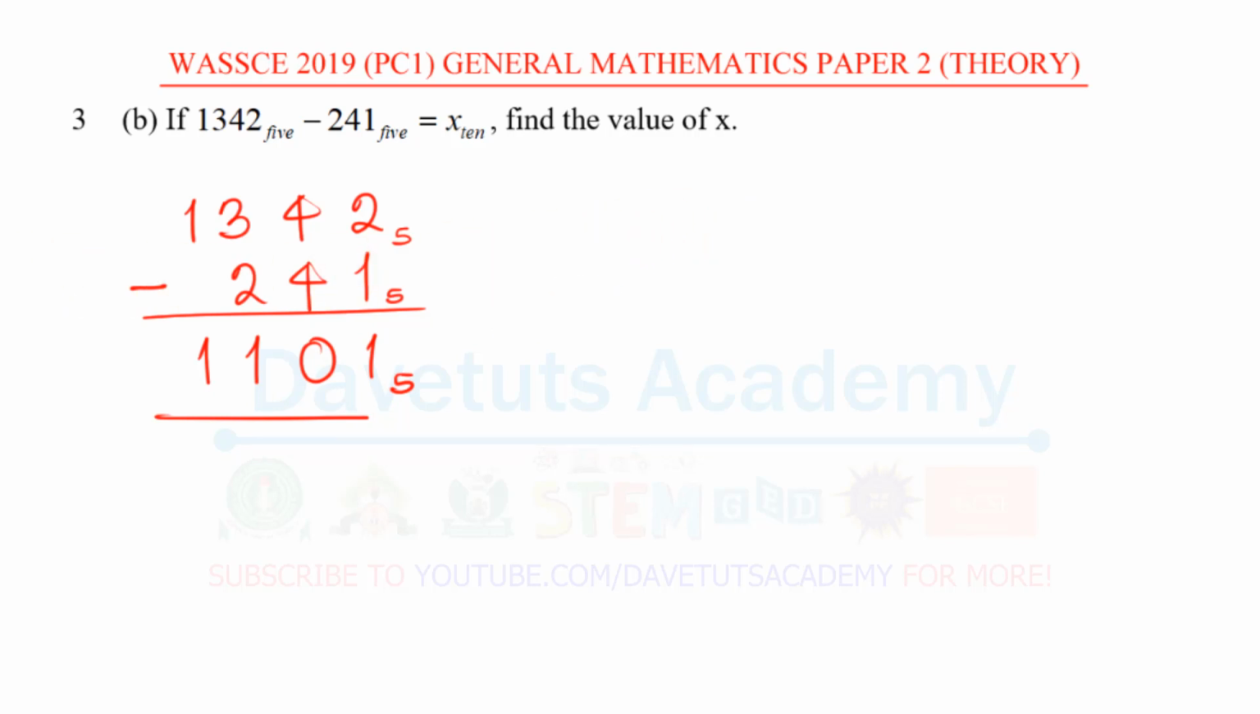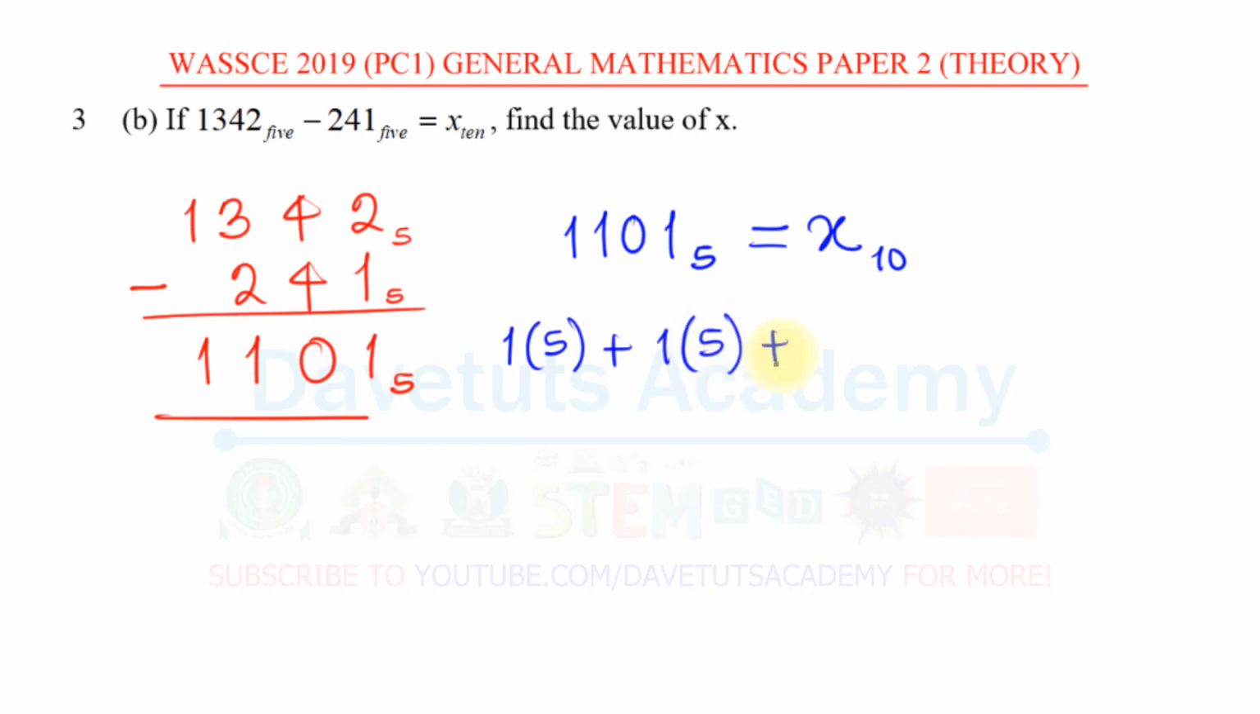So what we're now told is that 1101, which we just evaluated in base 5, is the same as x in base 10. How do we express 1101 in base 5 as x in base 10? We do it like this. We multiply each of the entries by 5 raised to a power: 1 multiplied by 5, plus 1 multiplied by 5, plus 0 multiplied by 5, plus 1 multiplied by 5.